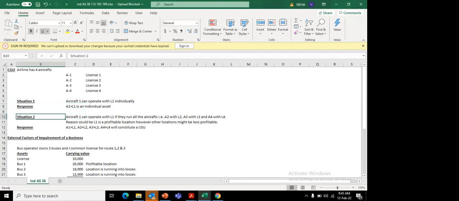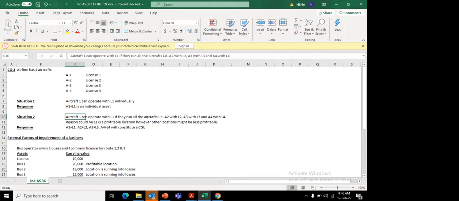However, if we take another situation, where aircraft 1 can operate with license 1 only if they run all the aircrafts, that is A2 with L2, A3 with L3, and A4 with L4. And what could be the probable reason why this condition has been put?